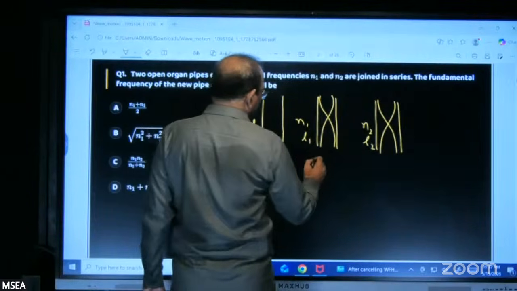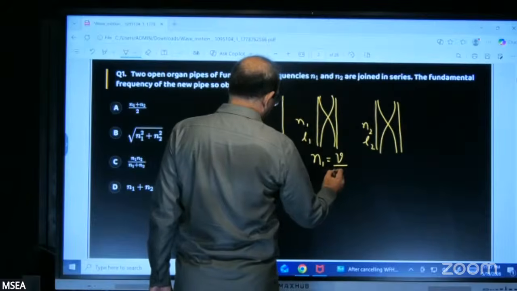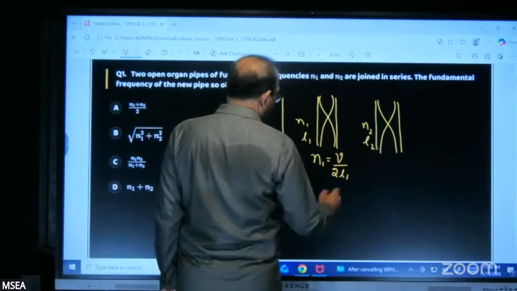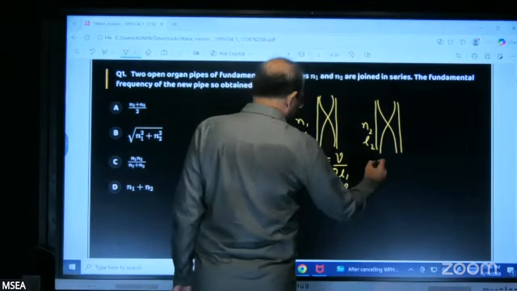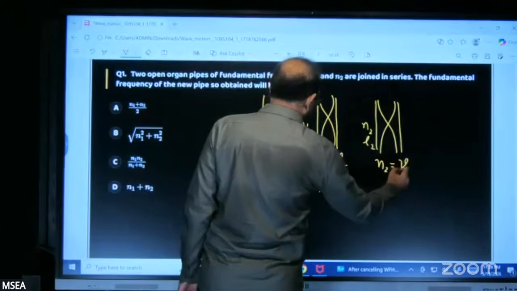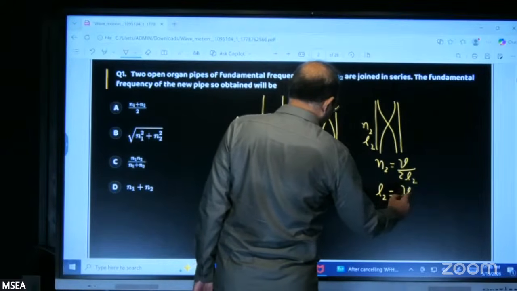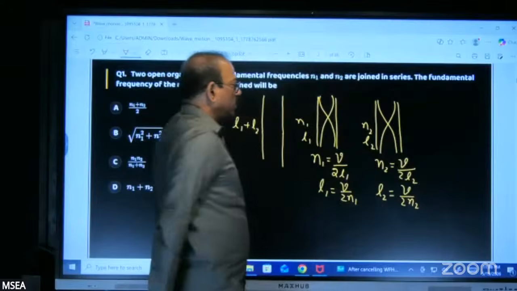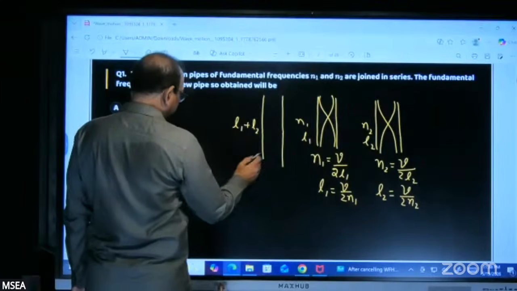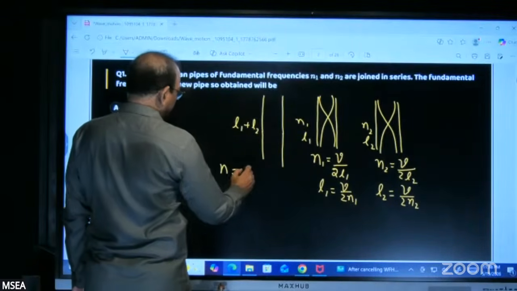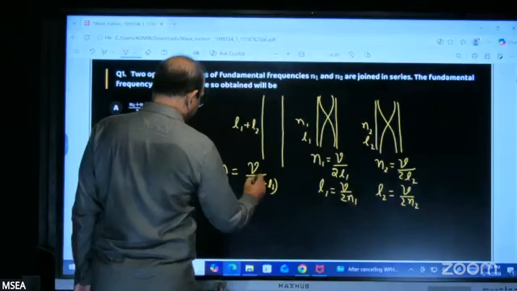So the first pipe's fundamental frequency N1 is the velocity of sound in air, V, by 2L1. That means L1 is V by 2N1. Similarly, N2 is V by 2L2, which means L2 is V by 2N2. Now in the joined case, the fundamental frequency must be V by 2 into L1 plus L2, its length.